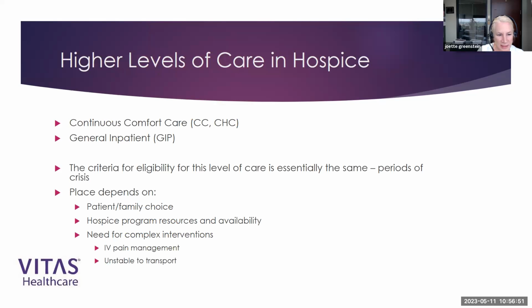So these higher levels of care, there's two. We talked about continuous comfort care and GIP. The criteria for eligibility for these levels of care are the same, need to be periods of crisis. So the place of where it occurs could depend on the patient and family's choice, the resources and availability of the hospice, or depending on the complexity of the interventions. Too unstable to transport, so they go into the hospice unit, or if we need to do IV pain medication in the home, it may be unsuitable for that.